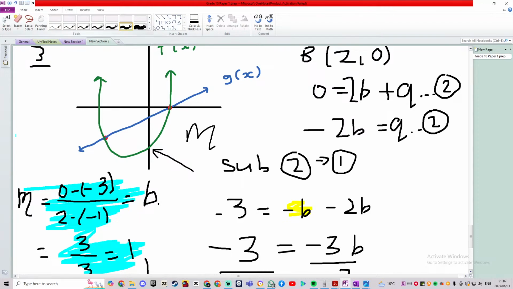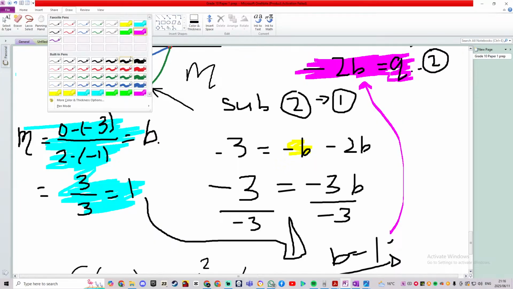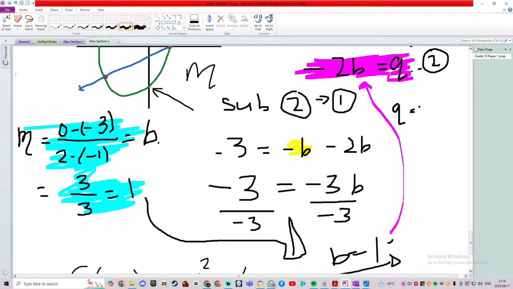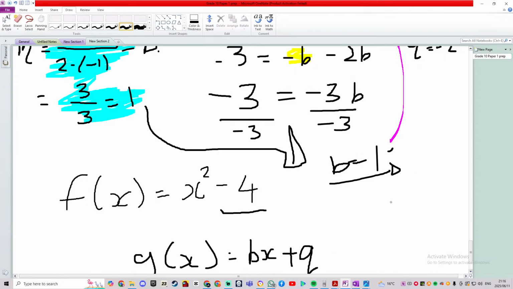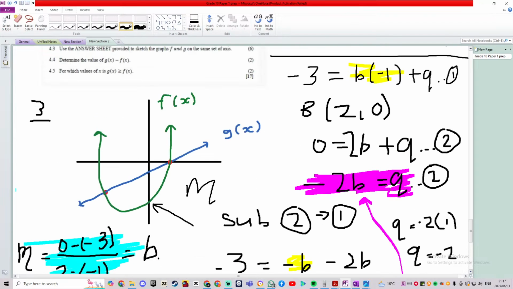Do you see here this equation over here? It says q is equal to minus 2b. So I can put this 1 in there. So q equals minus 2 brackets 1. Q is equal to minus 2. So the equation here is x minus 2 for the g of x graph. And it makes sense because look here, this point here is the minus 2.